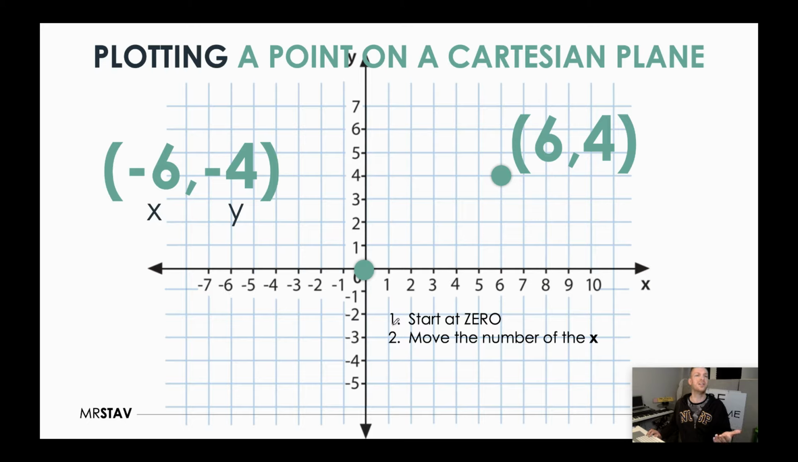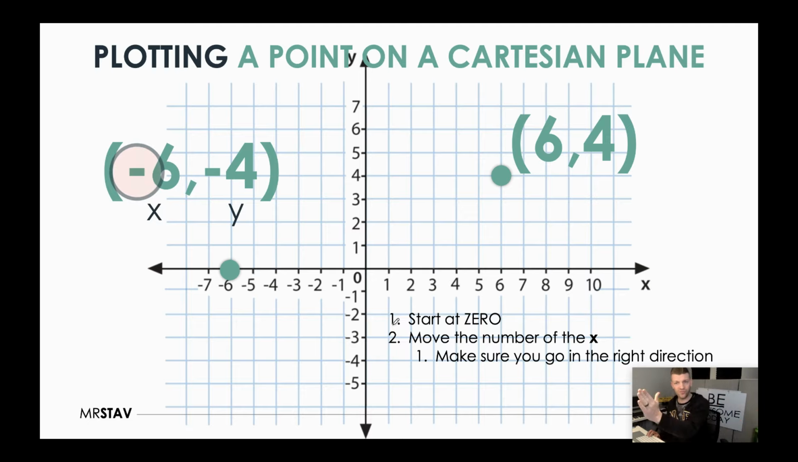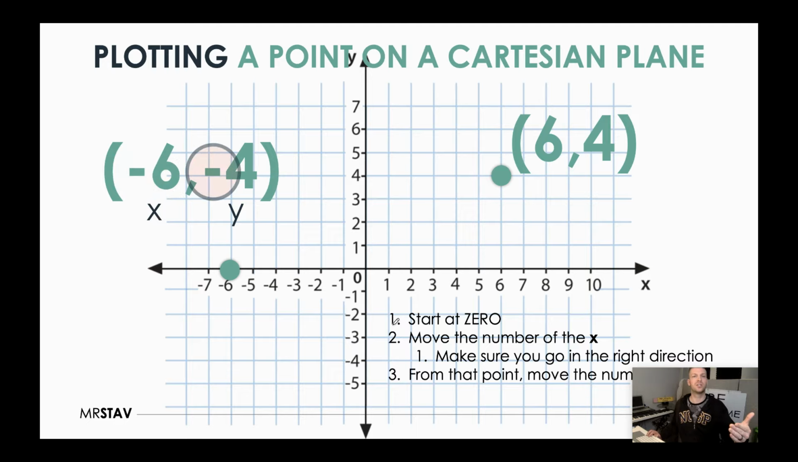So here we're moving 6 again, but we're going to go in the negative direction. So make sure you go in the correct direction, I should say. Less confusing. So I'm going in the negative direction. I'm moving 6. And then from there, we're going to go up or down.